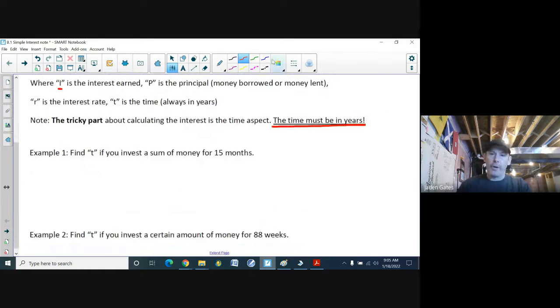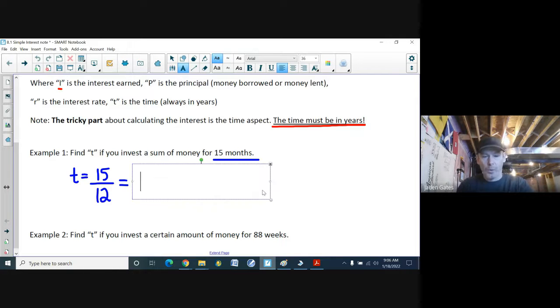So just to start off with, find T if you invest a sum of money for 15 months. All right, so 15 months. So if we want to find our time in years, I'm going to take our 15 months and I'm going to divide it by the number of months in a year, which hopefully you know is 12. And so if I take 15 and I divide it by 12 months that are in a year, in fact, 15 months is equivalent to, or the same as, 1.25 years.